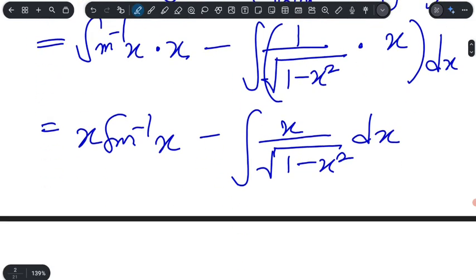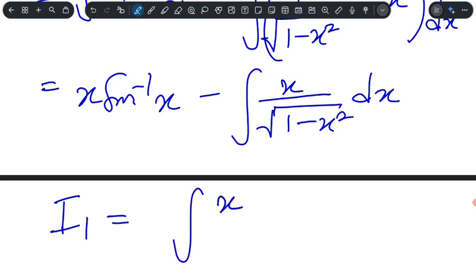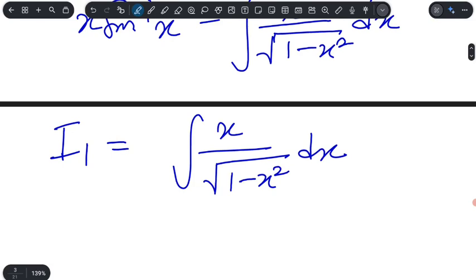Now, integrating this, let's call this one I1: to integrate x over the square root of 1 minus x squared dx. So let's try to battle with this, getting the value of I1, then bring it back to the equation.